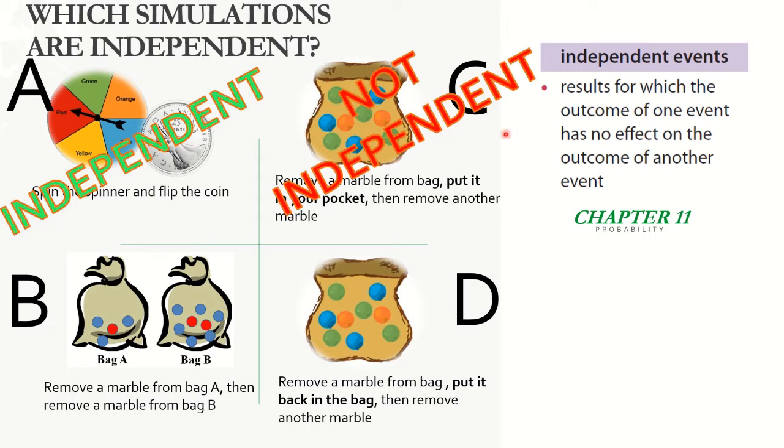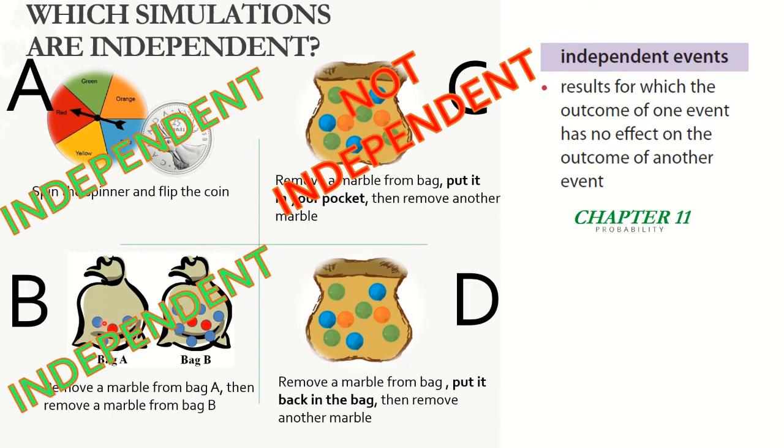C over here, the one with the marbles where we take the marble, put it in our pocket, and then we pull another one out. Those are not independent events. Because if you keep a marble you picked in the first trial, there's a different number of marbles in the bag. So those events actually affect each other. Those are not independent. Okay, part B, which is the two different bags of marbles, those are independent events.